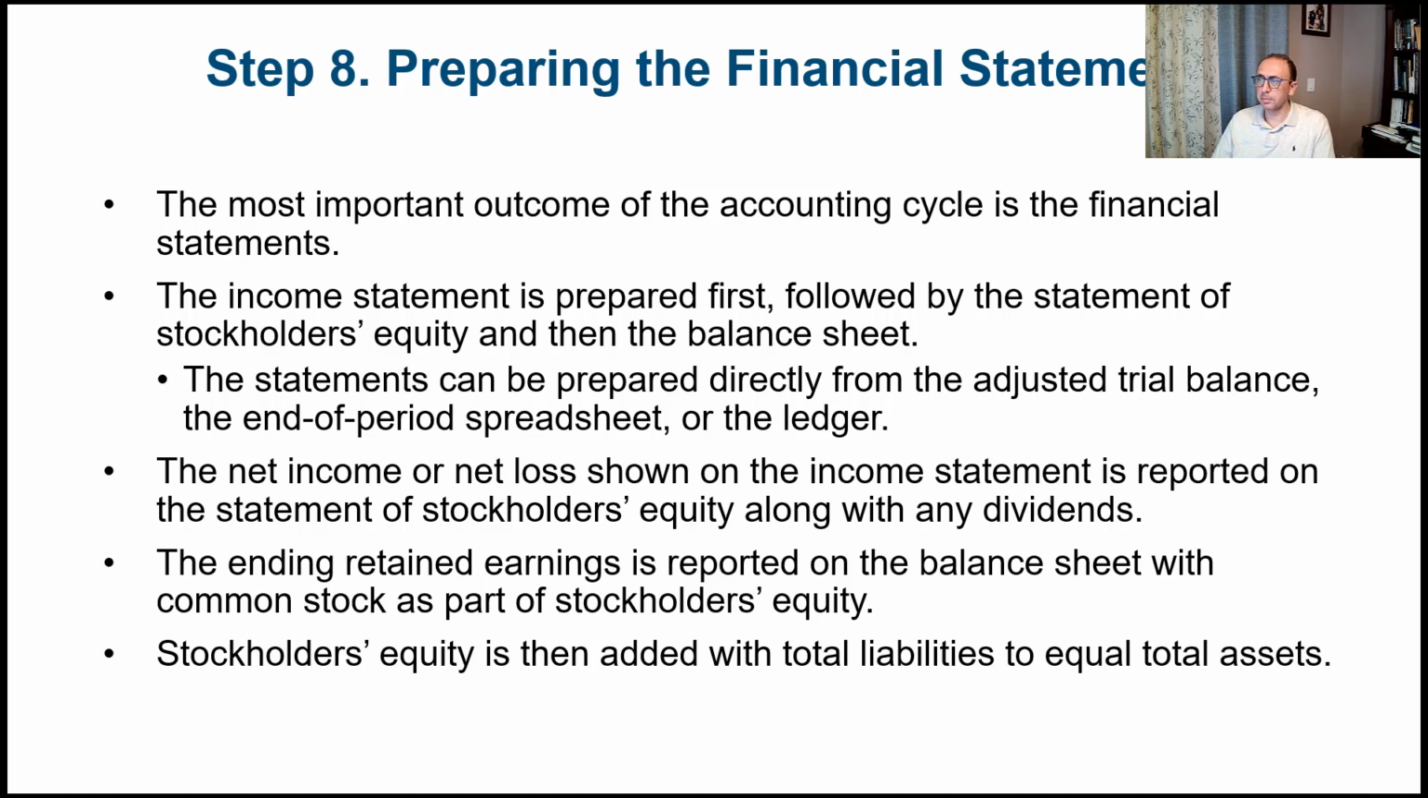The statements can be prepared directly from the adjusted trial balance, the end of period spreadsheet, or the ledger. The net income or net loss shown on the income statement is reported on the statement of stockholders' equity along with any dividends. Then the ending retained earnings is reported on the balance sheet with common stock as part of the stockholders' equity. Finally, stockholders' equity is added with total liabilities to equal total assets. And that's how typically the balance sheet would look.